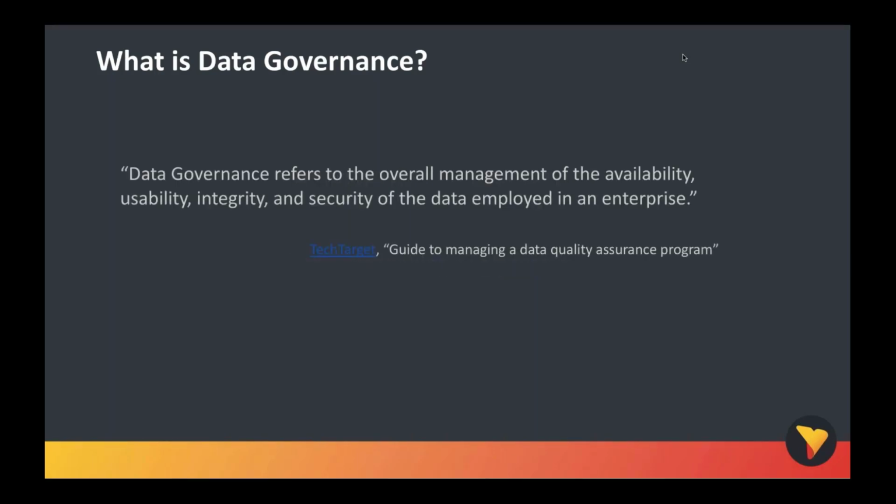We found the following definition on Tech Target, and the official version is that data governance refers to the overall management of the availability, usability, integrity, and security of the data employed in an enterprise. So let's try to deconstruct it a bit more and see what it means.